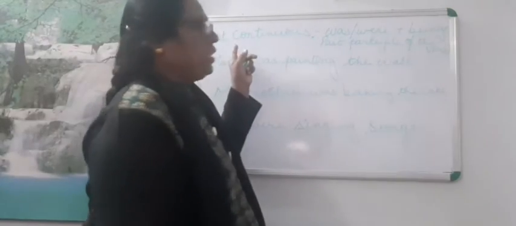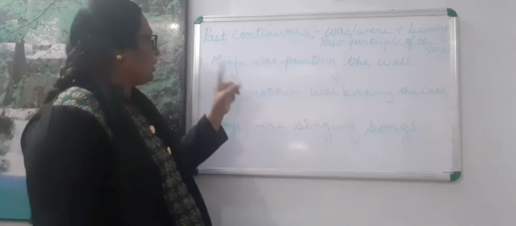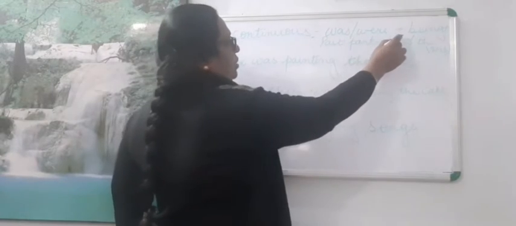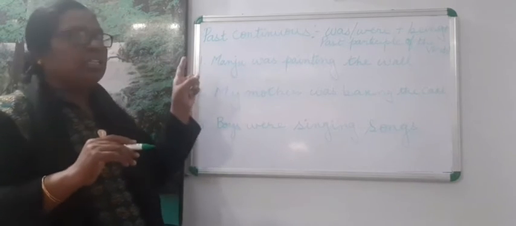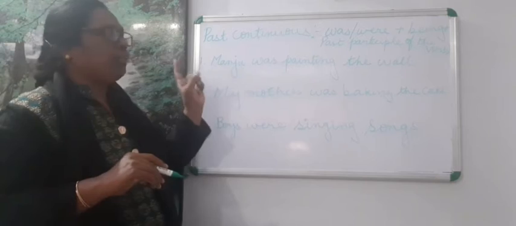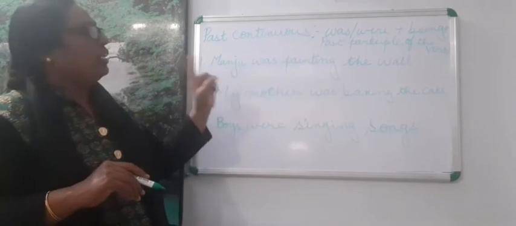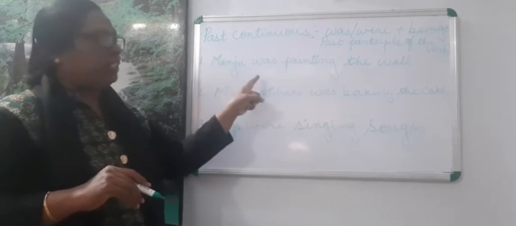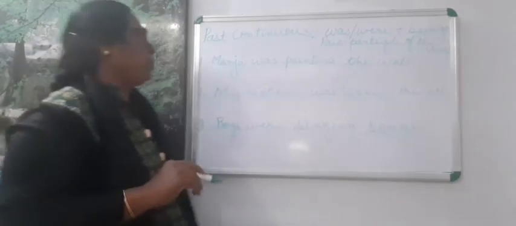Now, the next one is past continuous. The rule to follow if the sentence carries past continuous is was or were plus being plus past participle of the verb. Already we have done it in present continuous also. There we used am or is or are. Here you have to use was or were, and then being. If an ing verb is there in the given sentence with any be verb, then you will use being.